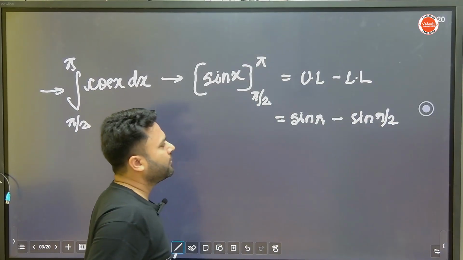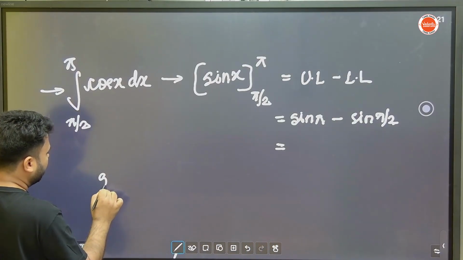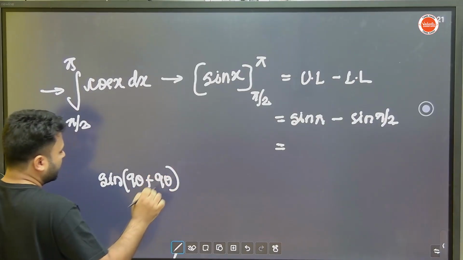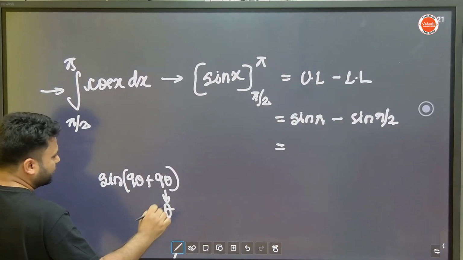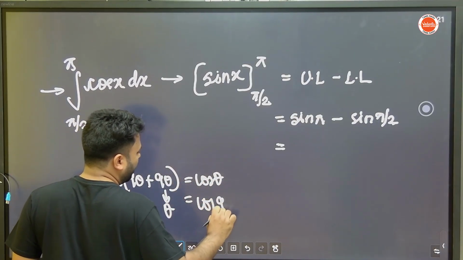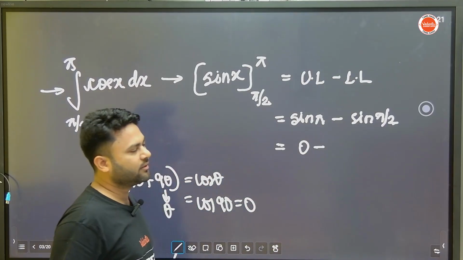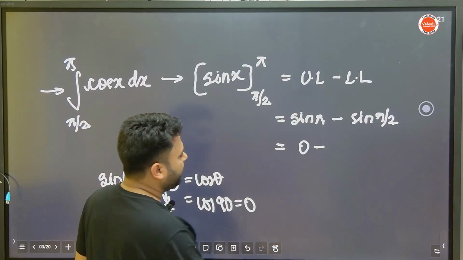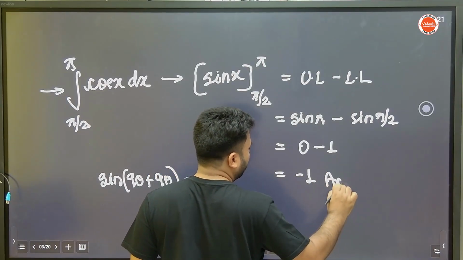So sine of 180 degree, pi means what? 180 degree. Just now I told 180 degree, can you write like this? Sine 90 plus 90. Sine 90 plus theta, this is our theta, will be equals to cos theta. Cos theta means cos of 90, and cos of 90 you know it's 0. So this is 0 minus pi by 2, 180 by 2, 90 degree. Sine of 90 degree value will be 1. So minus 1 will be the answer.